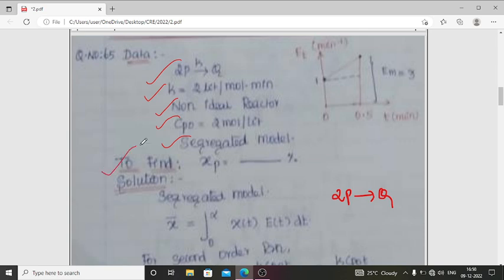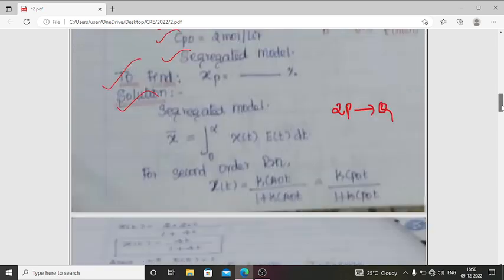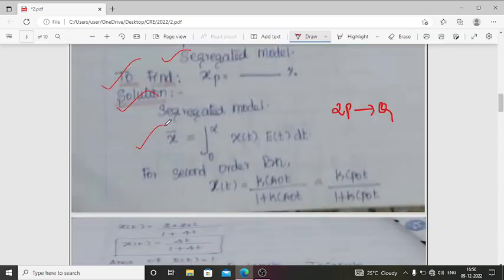This is our objective. Solution: segregated model. X bar is equal to the integral from 0 to infinity of X(t) into E(t) into dt. Our reaction is a second order reaction, 2P gives Q. So X(t) is equal to k Ca0 t divided by 1 plus k Ca0 t. But our reactant is P, so this equation can be written as X(t) equal to k Cp0 t divided by 1 plus k Cp0 t.